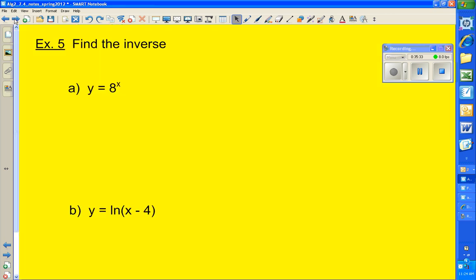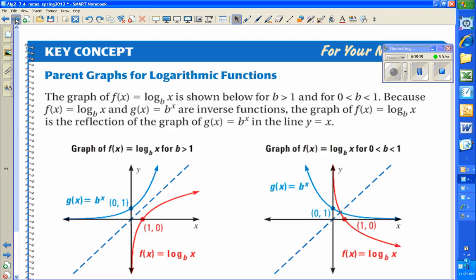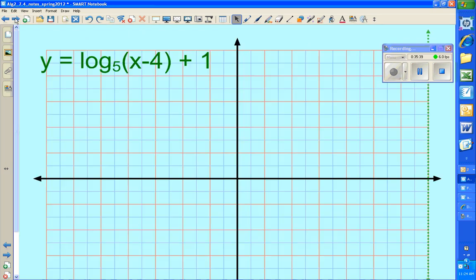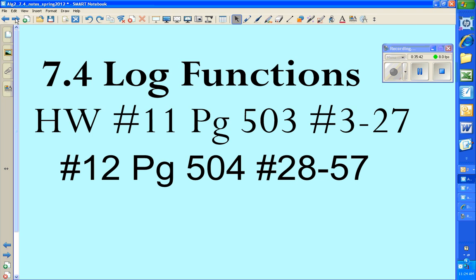So when we continue this tomorrow, we'll start with, we'll look at the graph, we'll look at the inverse. Homework 11 only tonight. Homework 11 only, page 503, 3 to 27, not odd, all.